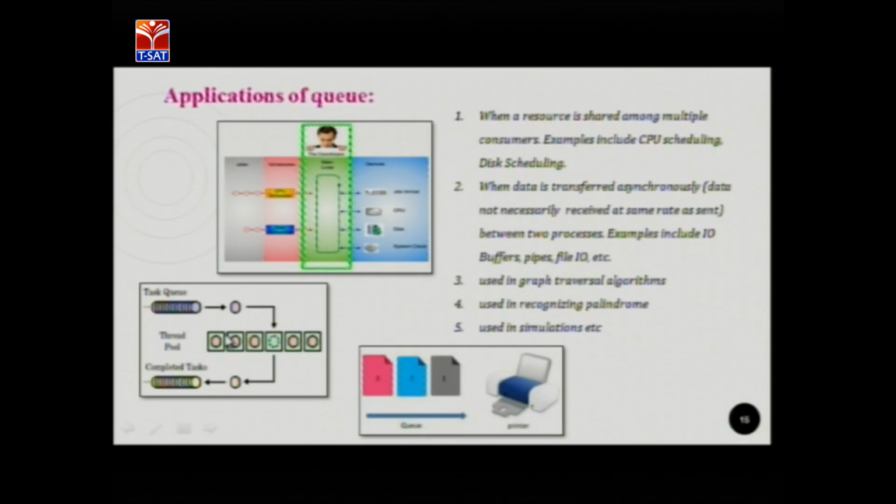The message sent from the sender will be received by the receiver as it is, because the message sent by the sender may or may not be in order. So it will use IO buffers, pipes and files to send the message as it is, and it will use a graph traverser to recognize the palindrome, that means reversing the word. And now we will observe the picture.